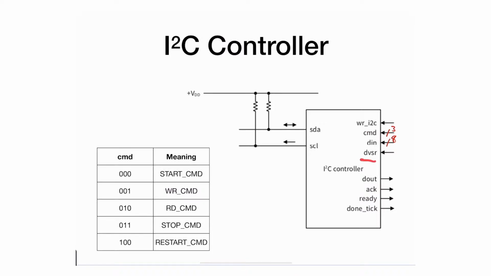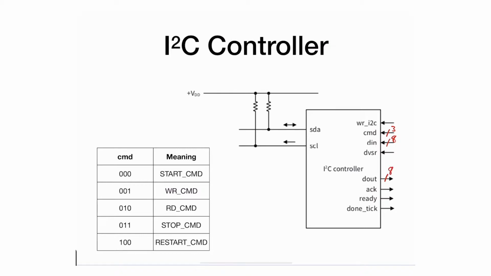The divisor is pretty straightforward. It's similar to what we've seen before. It's to control the I2C clock frequency, and generally speaking that value utilizes some sort of an equation that you implement in the driver. Okay, so let's take a look at the outputs. The outputs are also pretty straightforward.